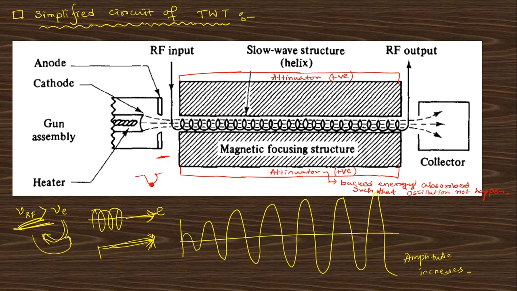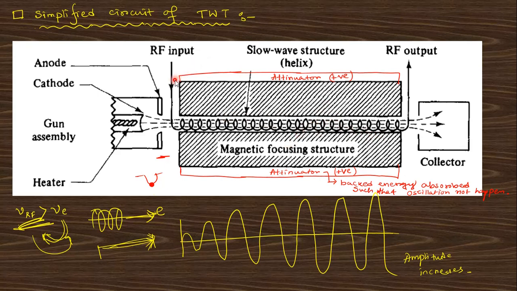So the energy is transferred continuously at every point throughout the path. That's why the amplitude will increase continuously as the path increases. So finally we get an enhanced RF power.